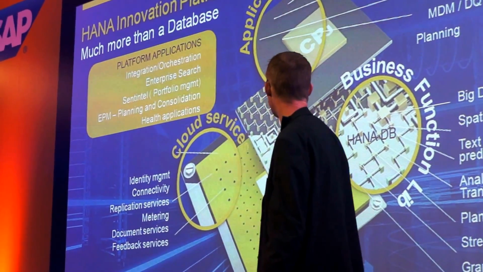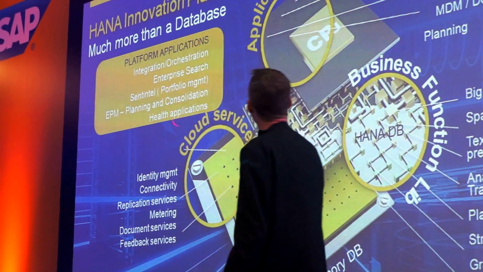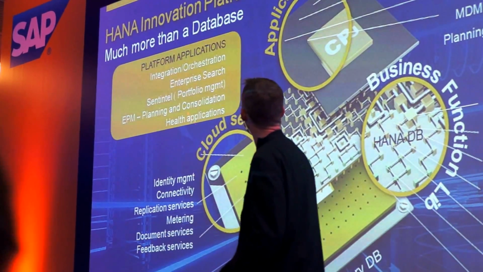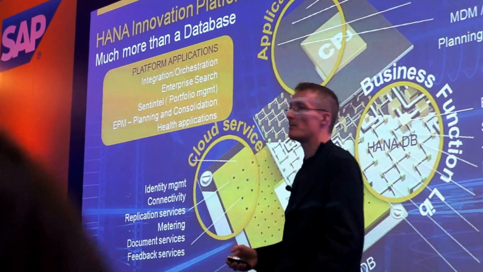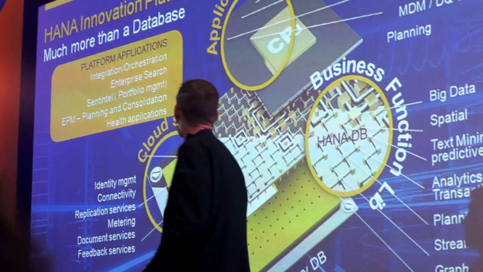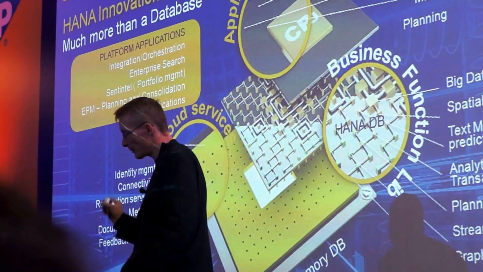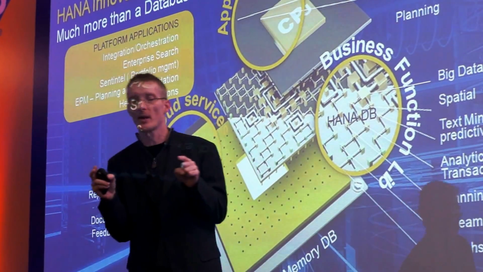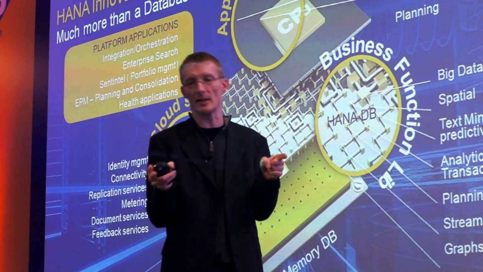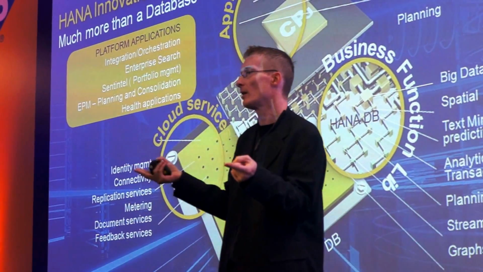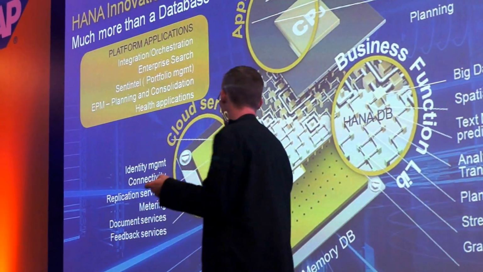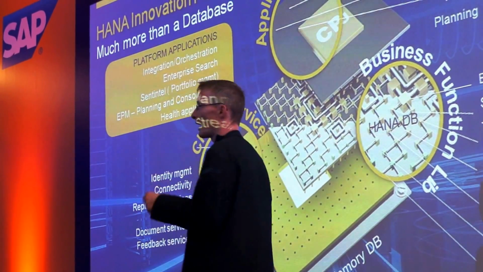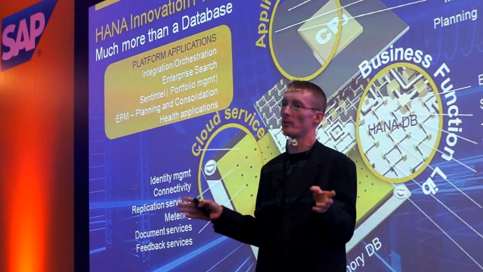We have metering, replication services, all this kind of thing. Here we have interesting applications. Sentinel is a portfolio management application which we are doing. We are doing a lot of investment in planning and consolidation. That means, how do you plan your budget for next year? How do you plan your spending for next year? How do you plan your headcounts and your projects for next year? And what is needed in a system to build such a planning application and how do you adapt it to your purposes?